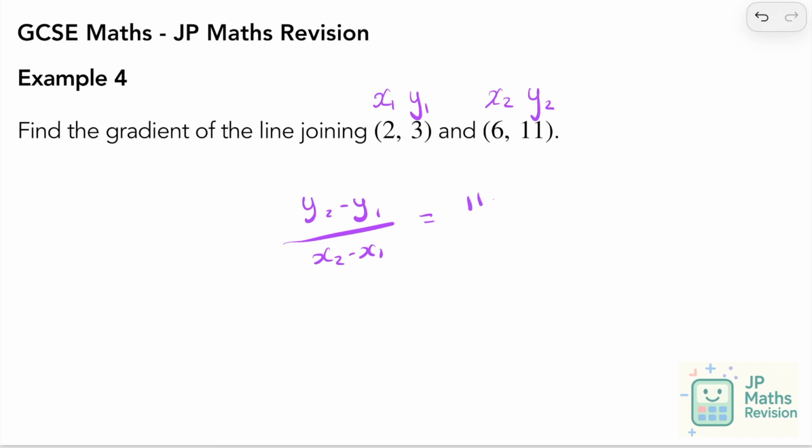So it's going to be 11 take away 3 over 6 minus 2. 11 take away 3, that's 8, and 6 take away 2 is 4. 8 divided by 4 is 2. So the gradient of this line is 2.